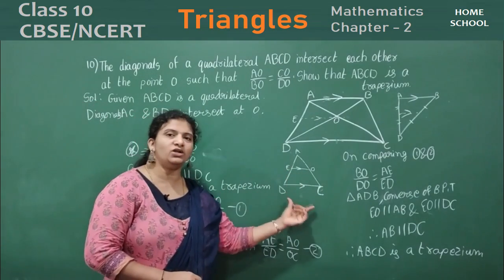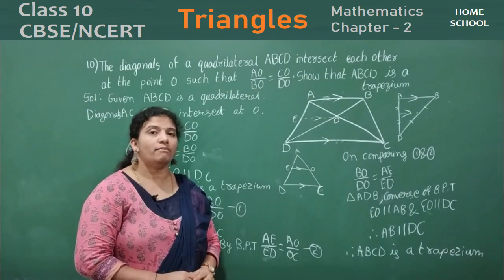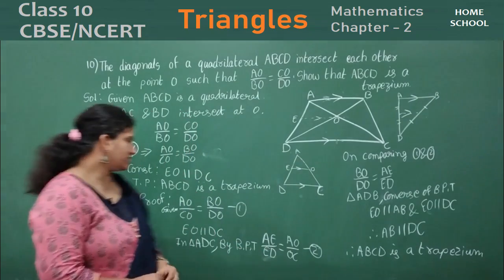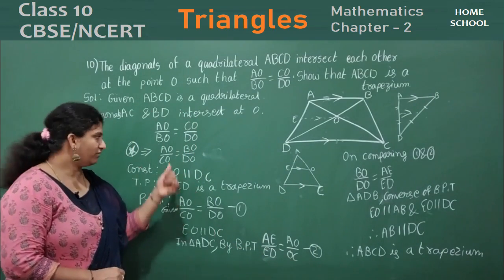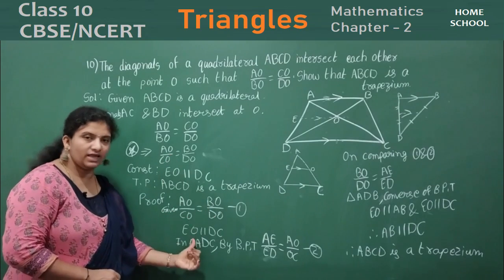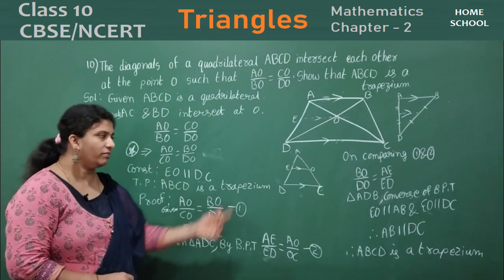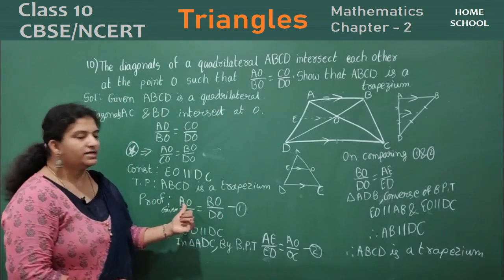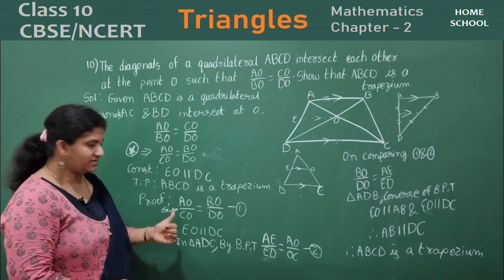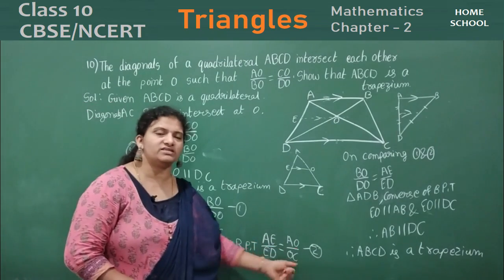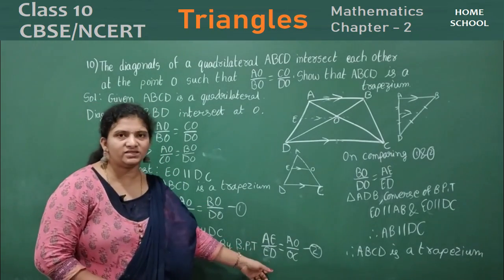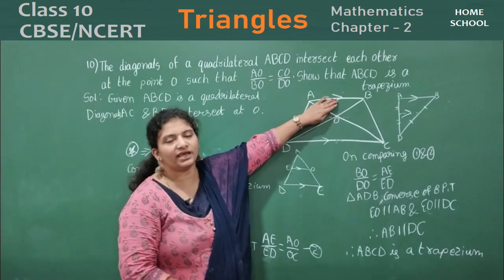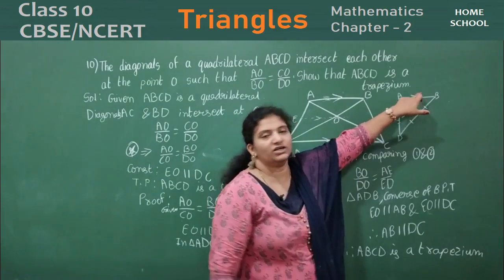If EO is parallel to DC, immediately what do you remember? By basic proportionality theorem, AE by ED is equal to AO by OC. So first in the proof, we have taken the given ratio. Then when EO is parallel to DC, what we got by this triangle, we have written this ratio. On comparing these two ratios, check whether any ratio is common. Yes, AO by CO is common. Then equate these two. If you equate and compare in your figure, you can see another new triangle and this line is parallel to this.